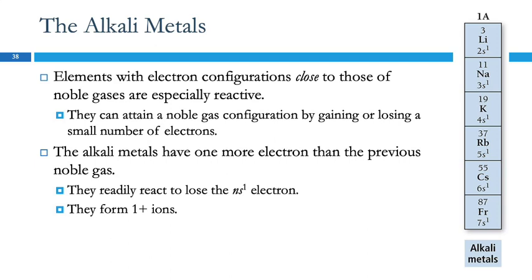So these guys react by losing 1 electron, and then they become more stable because they have that noble gas configuration. So that is why they form +1 ions. We learned that the group 1 metals all form +1 ions. This is why they do that.